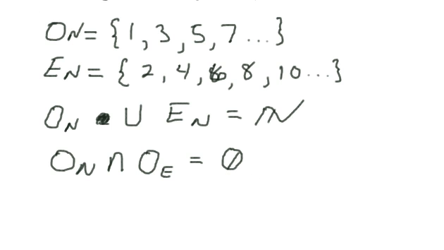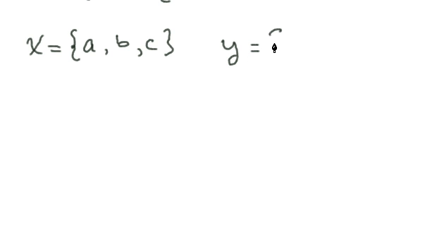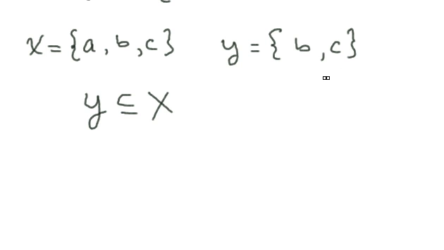Now, real quick here, I just now realized something. If I'm given the set A, B, and C, and we'll call this set X, and we'll call this set Y, B, and C. Okay. Is set Y a subset of X? Y is a subset of X, and that is yes. B and C are contained in X.